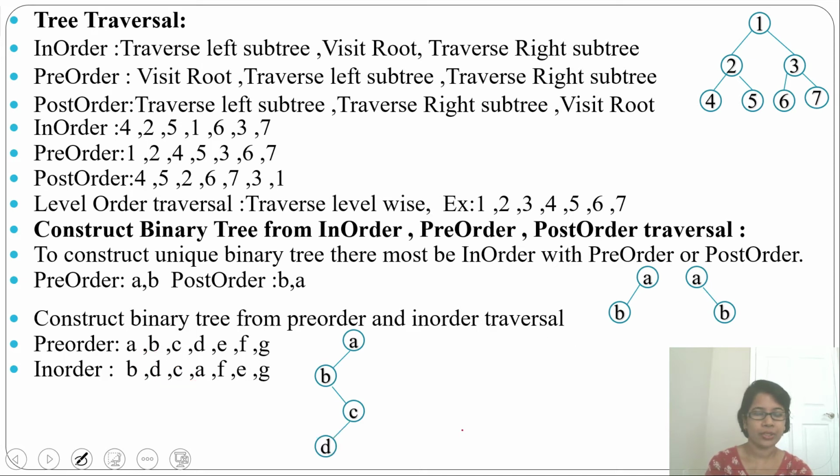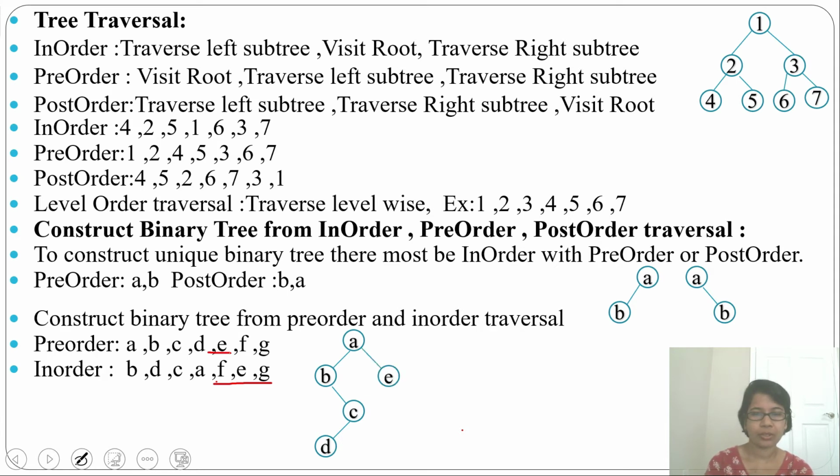Okay, next we'll construct the right part. In in-order, the right subtree is F, E, G. Now compare in pre-order. From this F, E, G, what is the root? Check in F, E, G what is present first. E is present first, so E will be the root.